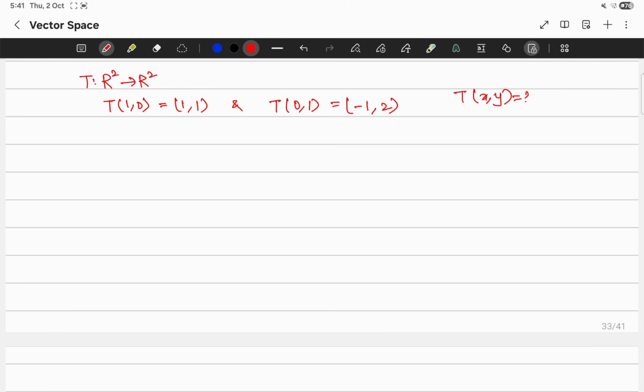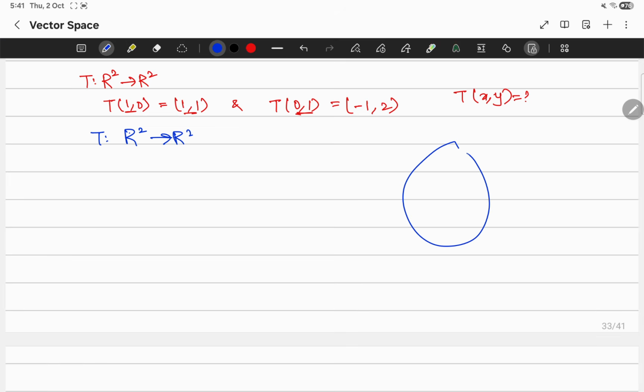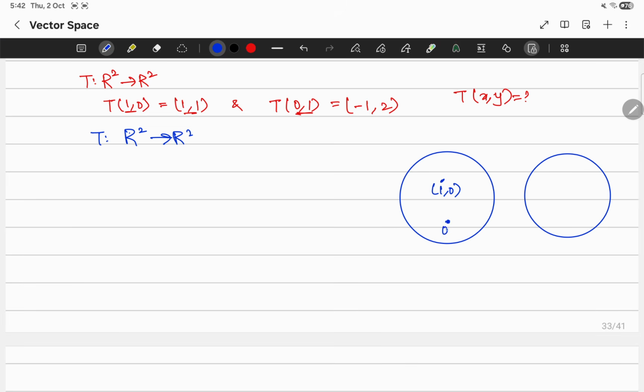You have given the vectors (1,0) and (0,1). So check it. This is from your domain. So T is from R2 to R2. So this is your R2, this is your R2. So here you have (1,0), here you have (0,1). This maps to (1,1), and this maps to (-1,2).